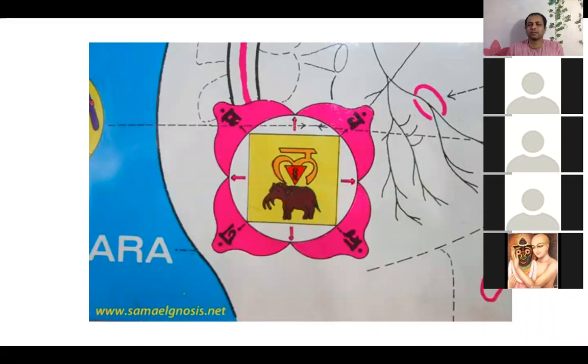Coming to the Yoga Sutra, he explains 5 things, which he calls klesha. Klesha means avidya, asmita, raga, dvesha, abhinivesha. So avidya means lack of spiritual understanding.